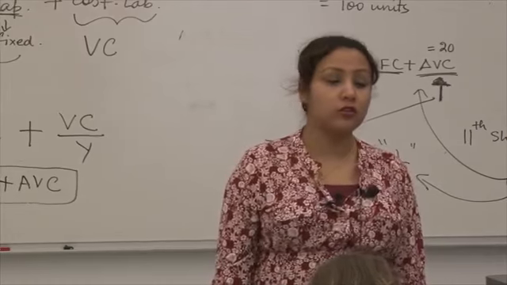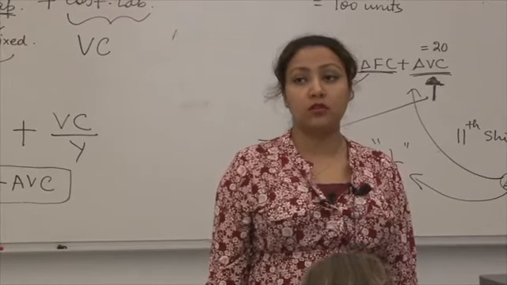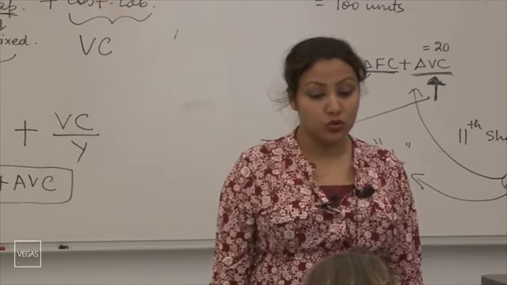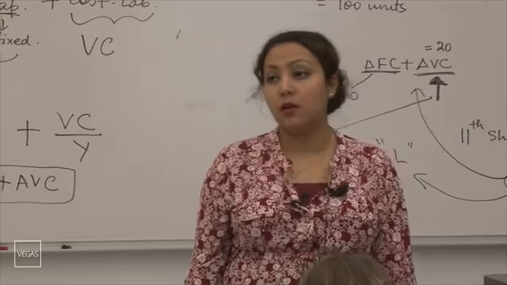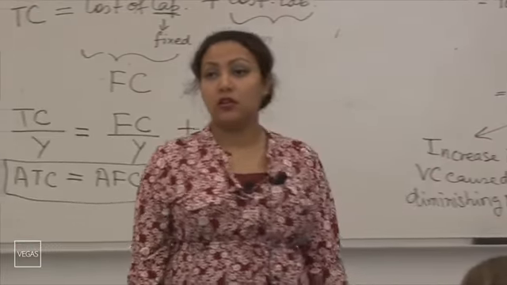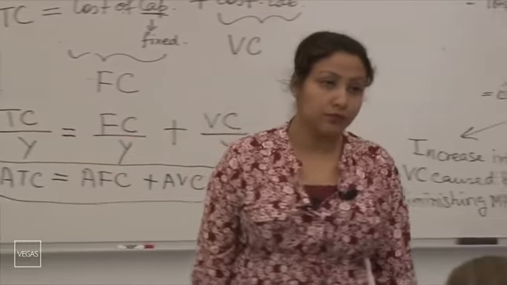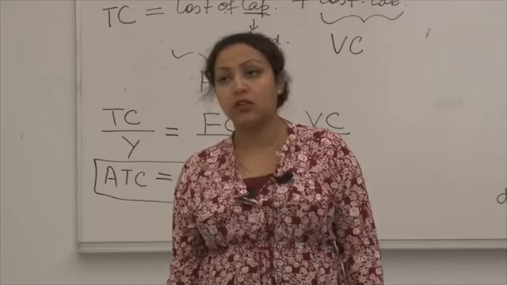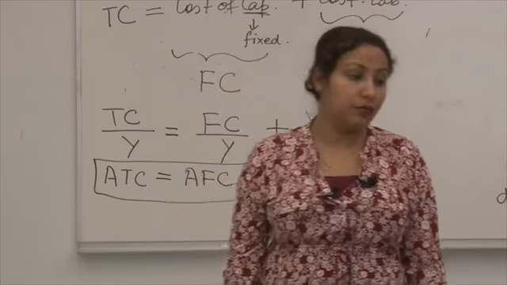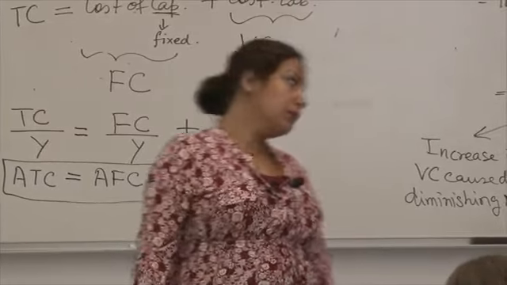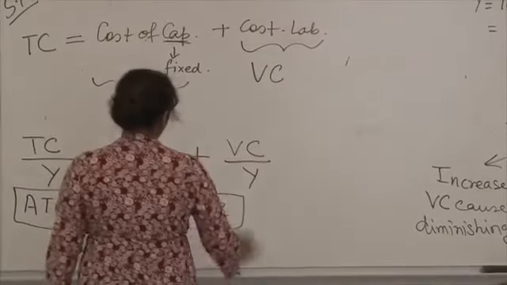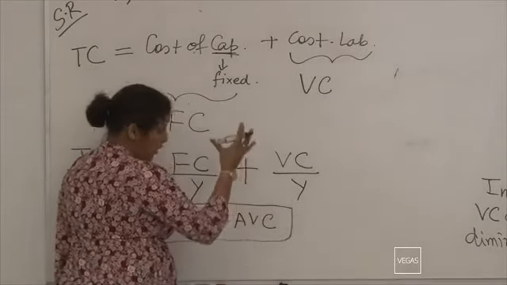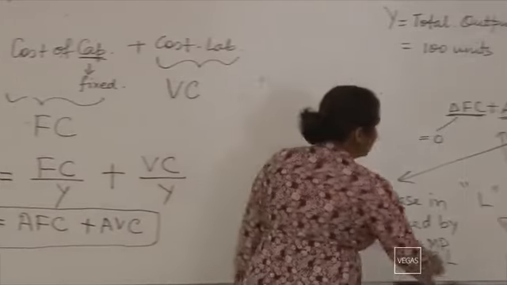average variable cost increases due to diminishing marginal productivity of labor. Okay. So, that is about this part. So, we know that as y increases, this part increases, right? AVC increases. Let us clear all that out from here.